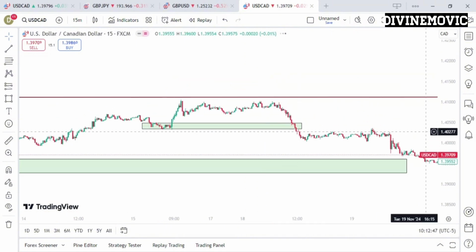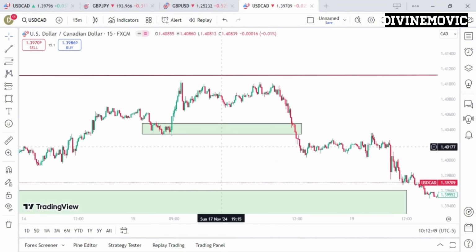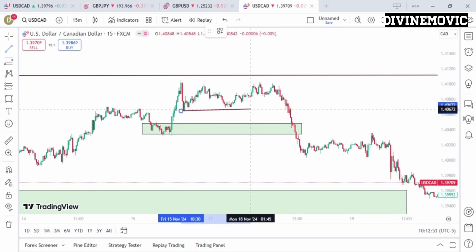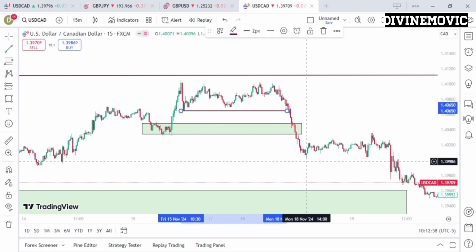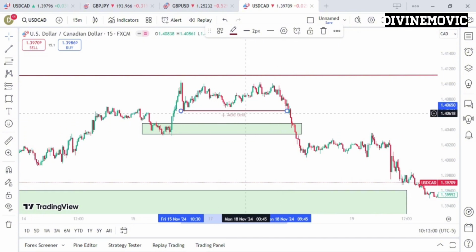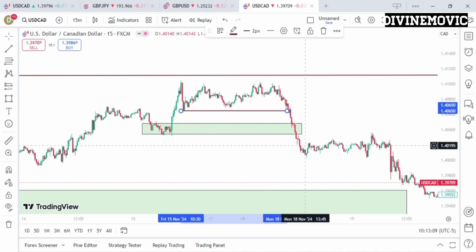Now if you look closely here, this is the first POI. Price gave us an equal low here. That means there was liquidity at this point, and we want to be looking for a change of character if price takes out this liquidity and gets to this point of interest. But you can see price got to this POI, and price did not give us a change of character. That means we're not taking a trade at this point.